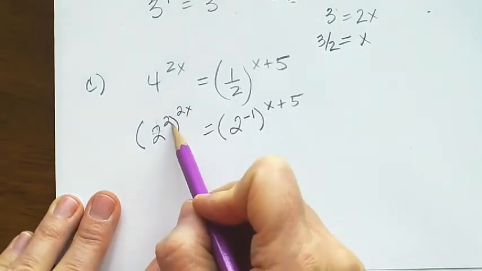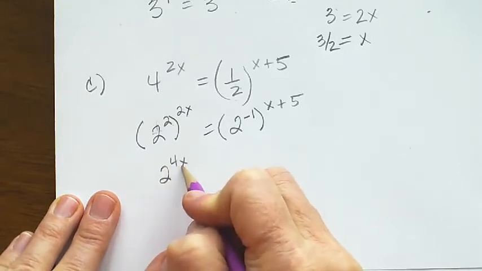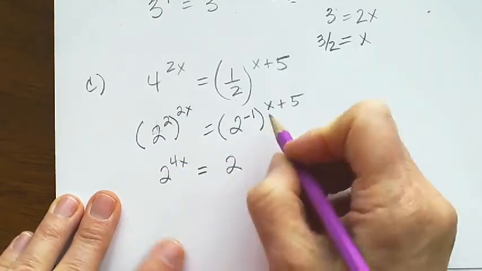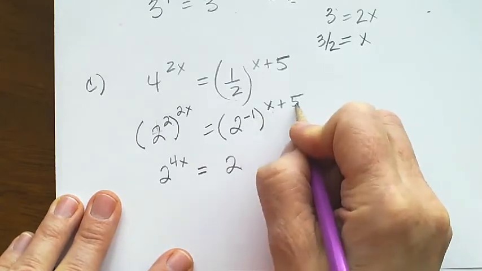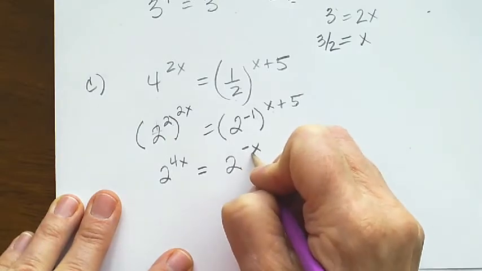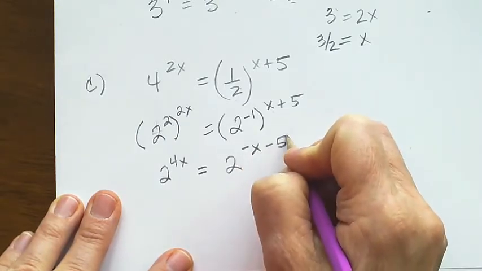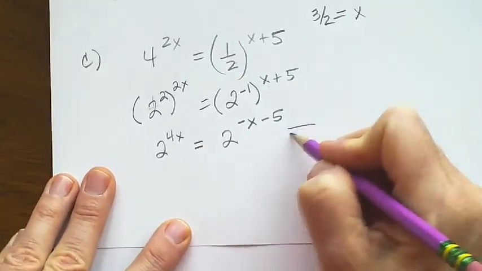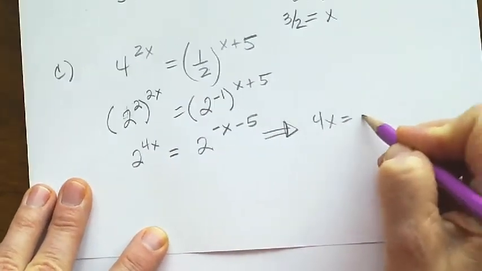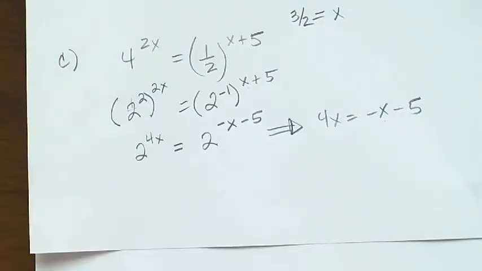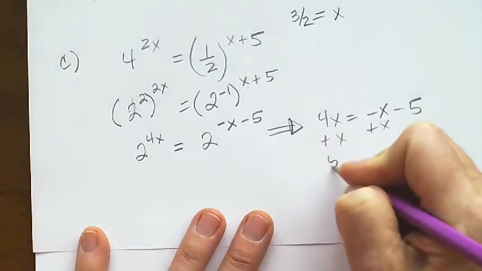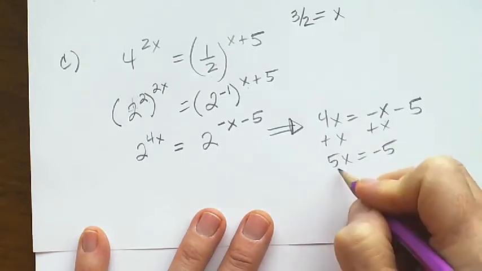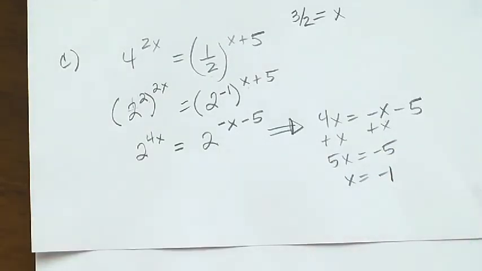Okay, I'm going to multiply my exponents. So this is 2 to the 4x is equal to 2 to the, I'm going to multiply -1 times x, and then -1 times 5. That would give me -x minus 5. So then I know 4x equals -x minus 5, and I'm going to solve for x. So let's add x to both sides, so 5x equals -5, divide by 5, so x equals negative 1.